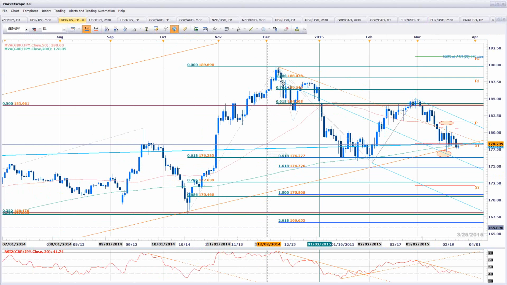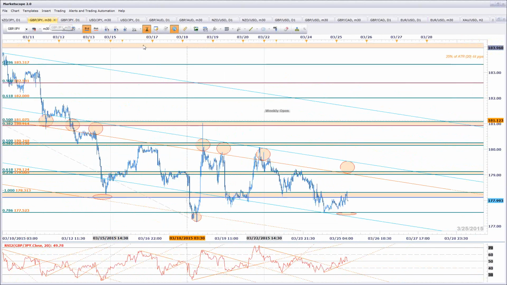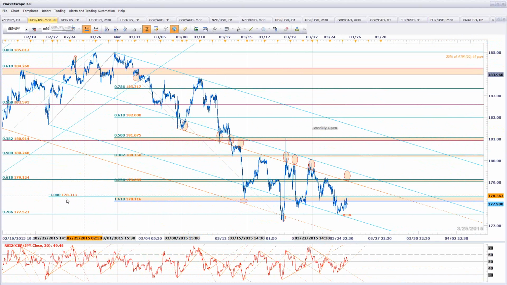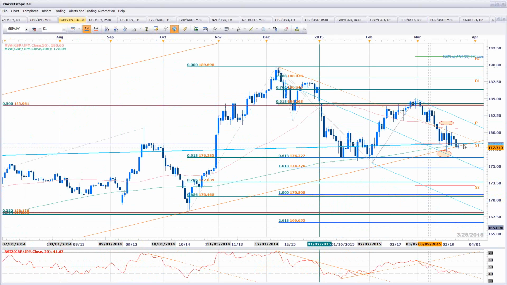Let me get you the reference point. I don't remember where that 100% came from. There it is. It's the head and shoulders measured objective. 178.30, right? 178.30, and on the daily, 178.30 is the exact S1.